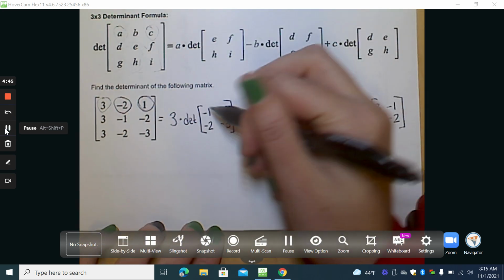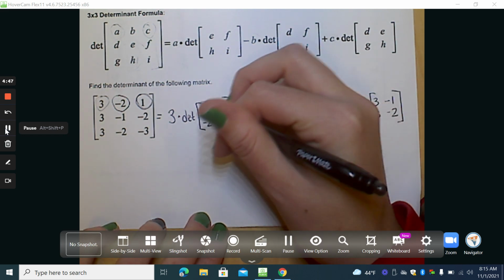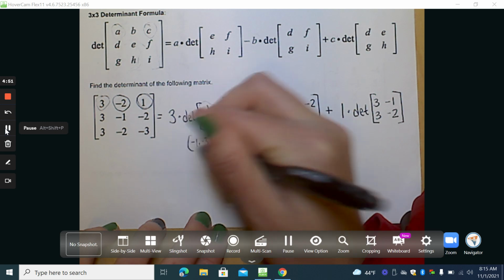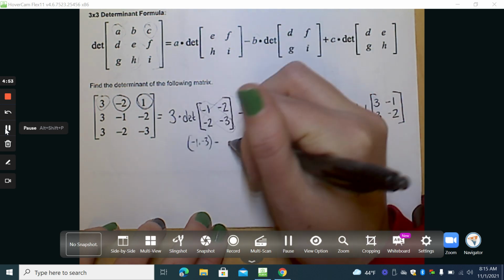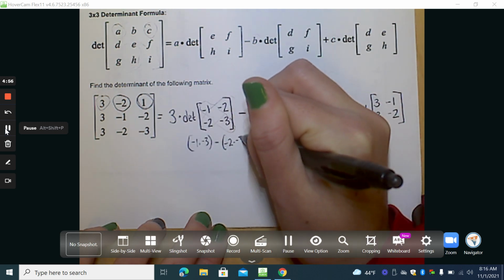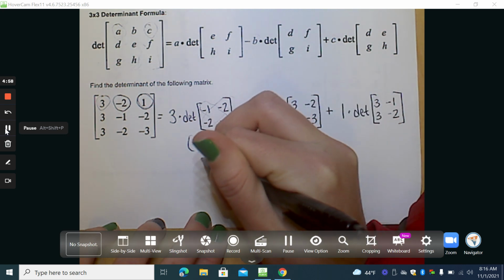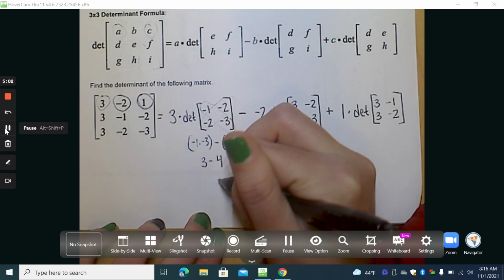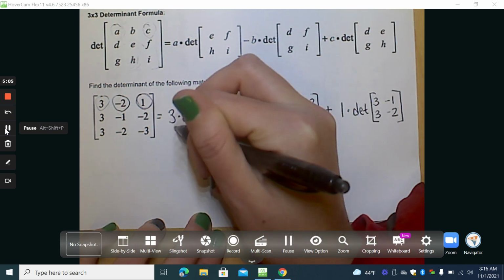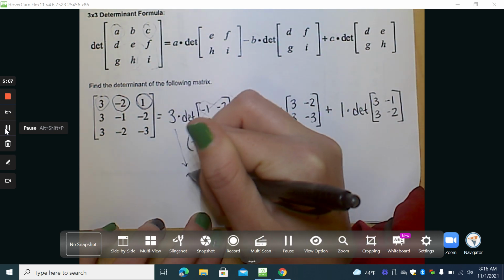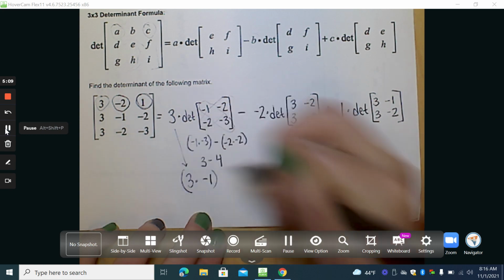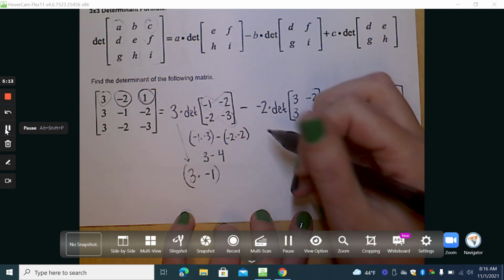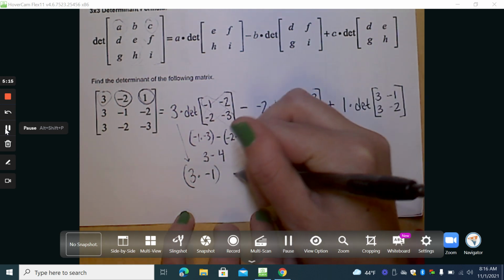So I'm going to first figure out my determinant. I'm going to multiply negative 1 times negative 3 and subtract it from negative 2 times negative 2. So that gives me 3 minus, is that positive 4? So I got negative 1, and I'm going to bring down my 3 here. 3 times negative 1 is my first section of that. I'm going to go ahead and bring down this minus sign.